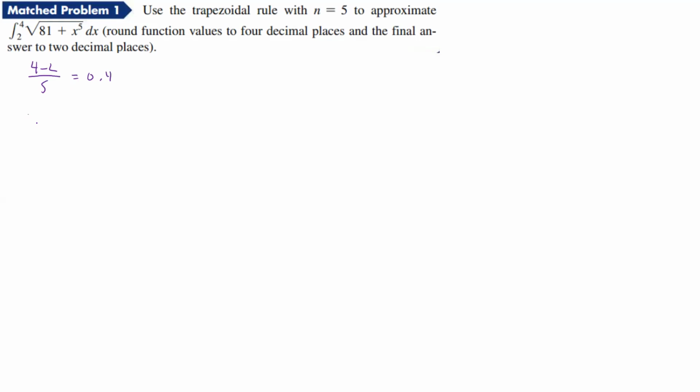So that means if we follow how the book does it, we're going to make a table. This is going to be our x, and this is going to be our f of x. So we're starting at 2, then we go 2.4, 2.8, 3.2, 3.6, and then 4.0. So that will give us all the different intervals. And now we have to plug in 2 into this function, and then 2.4, and so on. And to save time writing it out, I've written it out already.